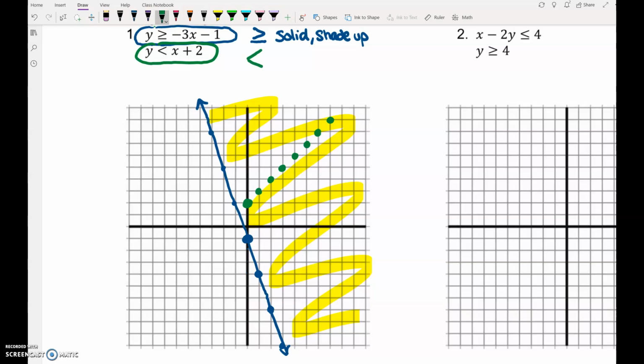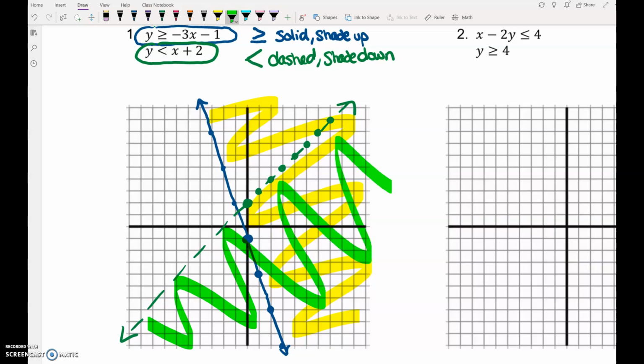This one is a less than symbol. Should it be solid or dashed? And less than, we are going to shade down. We're going to shade the y values that are smaller. So on this one, I'm going to shade down.